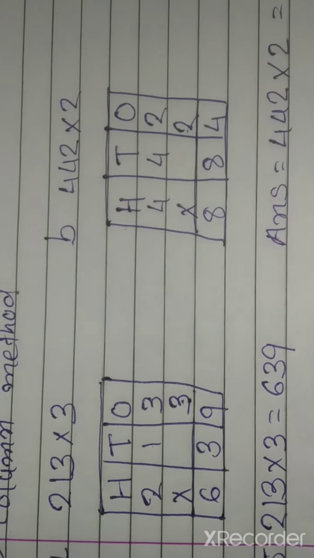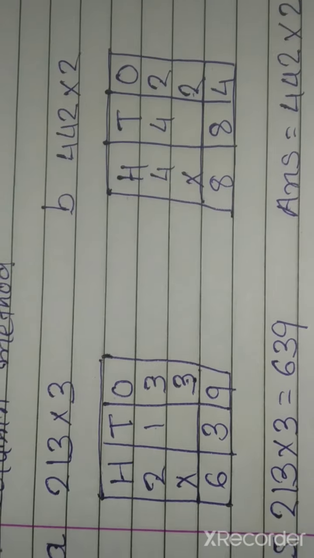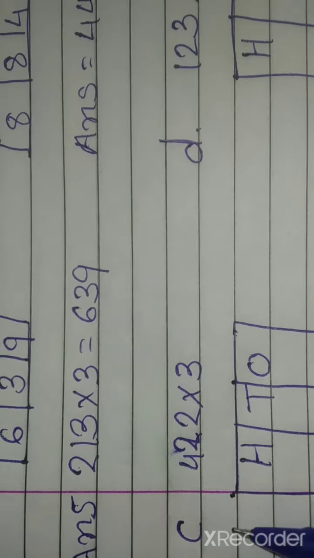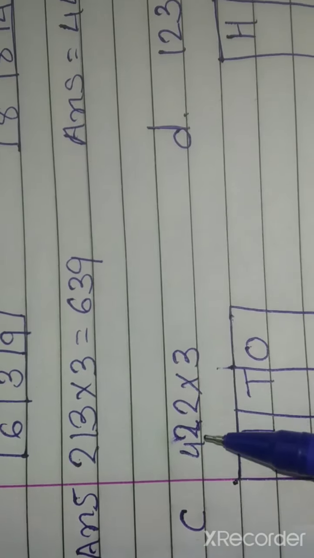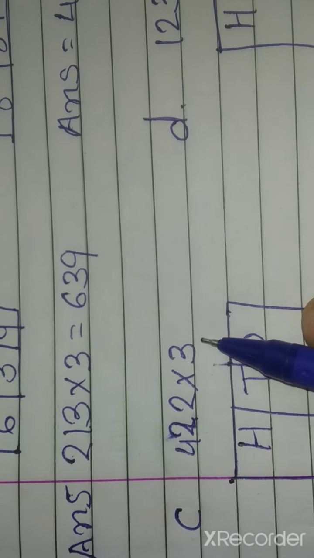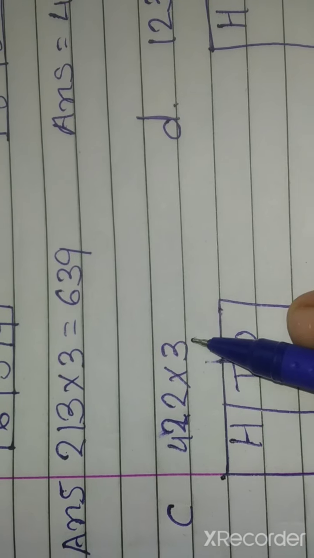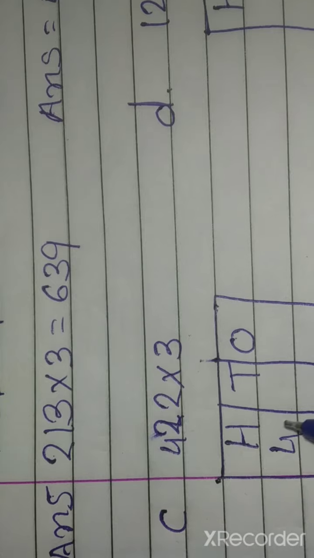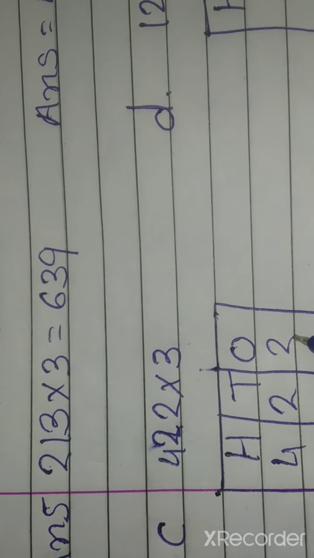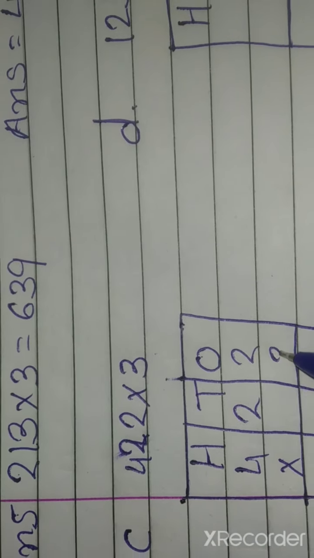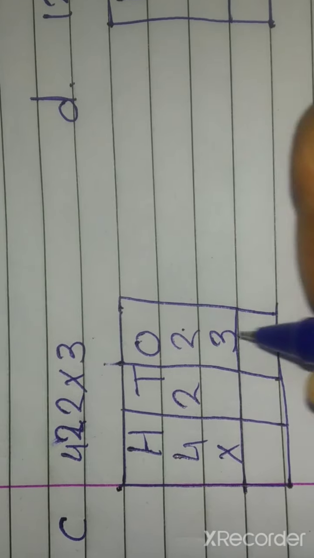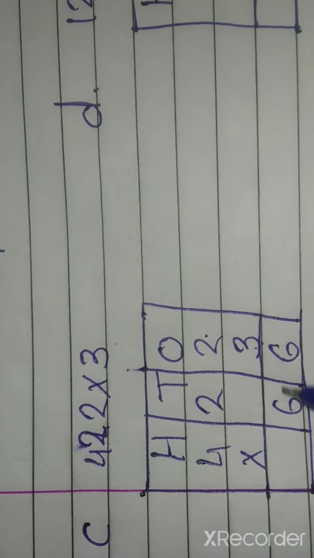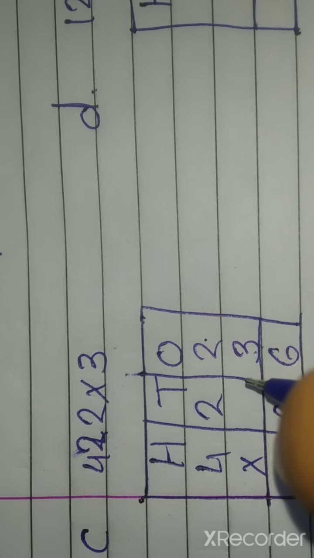Okay, students, I hope your work is complete. Now we'll start the next sum. C1 sum: 422 into 3. So we'll write here 422 into 3. 3 2s are 6.